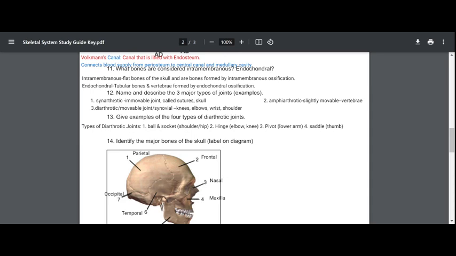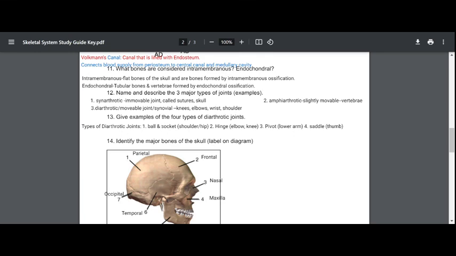Okay, so 12. For 12, you're going to name and describe the three major types of joints. Okay, so the first example of a joint is synarthrotic, which are immovable joints called sutures in the skull. The second type of major joint is the amphiarthrotic, which are slightly movable, like vertebrae. The third type of joint are diarthrotic, movable joints or synovial. These are located in the knees, elbows, wrist, shoulder.